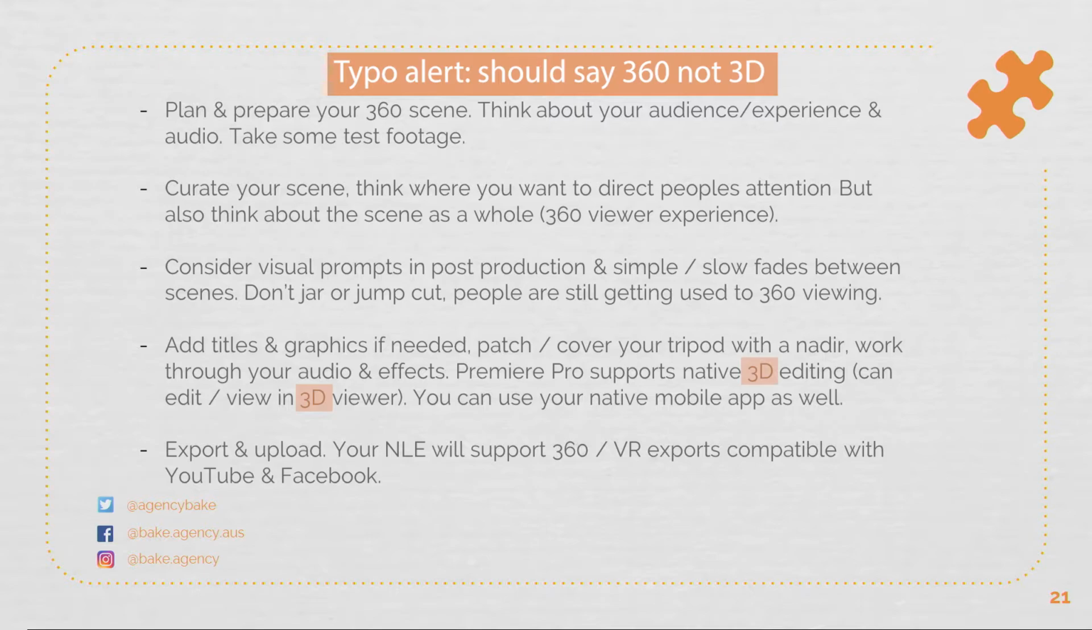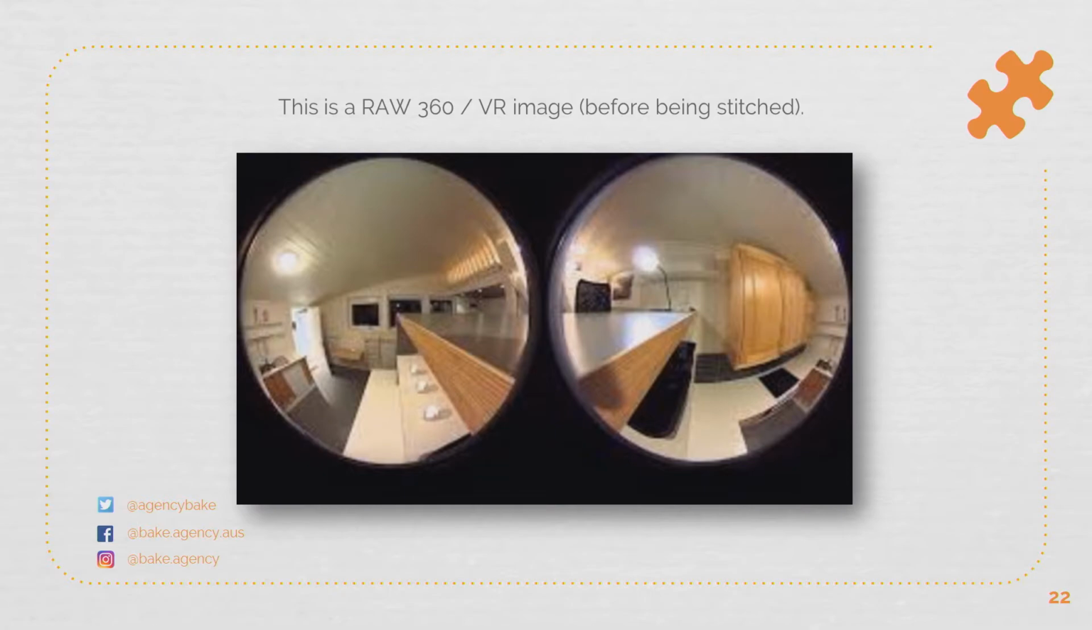And the simple thing is, once you're done, just export it. So your non-linear editor will generally support 360 VR video, so it will export that as a flat file with that spatial data, and as soon as it hits the servers at YouTube or Facebook, that's when it becomes 360.